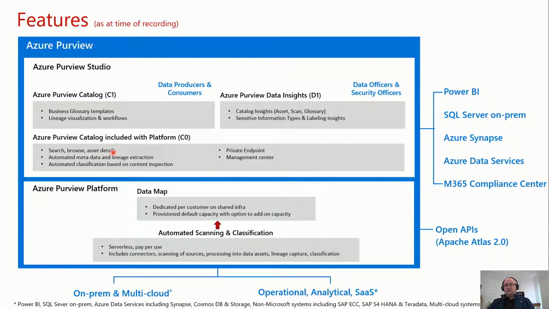You can get catalog features, the C0 tier, for free included with Purview Platform. This allows you to search and browse, which allows you to empower business and technical data analysts via catalog to find and interpret data, and it powers data scientists and engineers with business context to drive BI, analytics, AI, and ML initiatives. It also allows you to automate metadata and lineage extraction, which allows you to enrich the business value of data with technical, business, and semantic metadata.